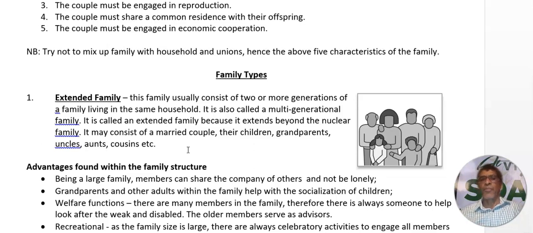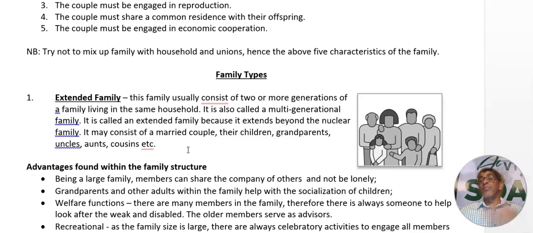What's the extended family? This definition we have to adjust. It's a family unit that consists of more than two generations. That is key. We do not want to mix up the extended family with the joint family, joint union. So an extended family consists of more than two generations living in the same household. This type of family is also called a multi-generational family.